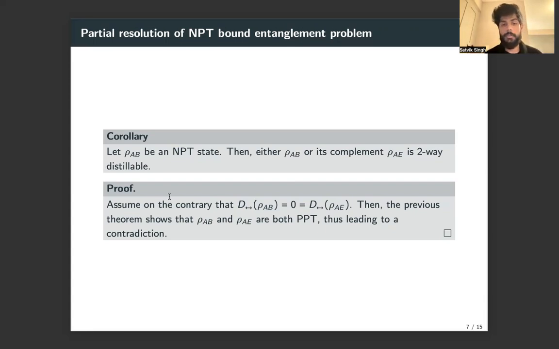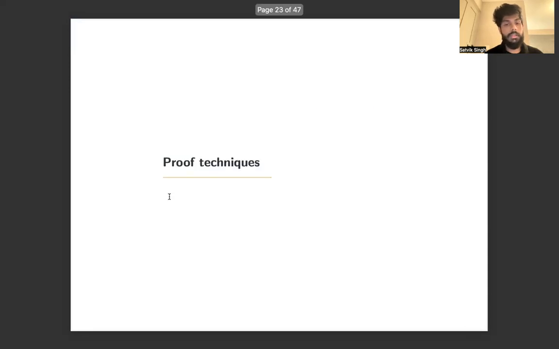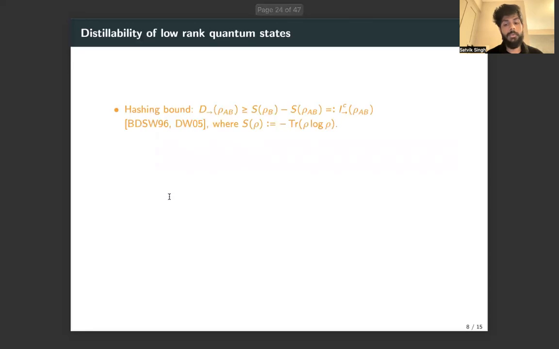NPT bound entanglement problem. All right, so let me now quickly go to some ideas for how this result can be proved. Basically, we exploit some entanglement or distillability properties of low rank quantum states.